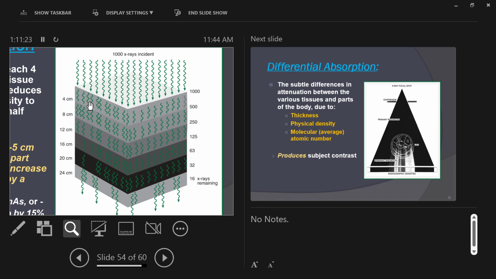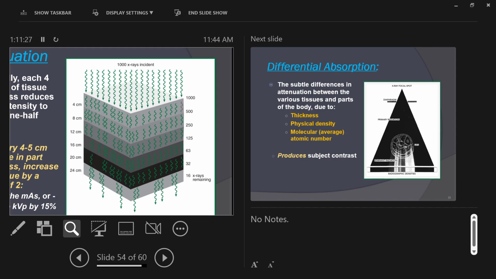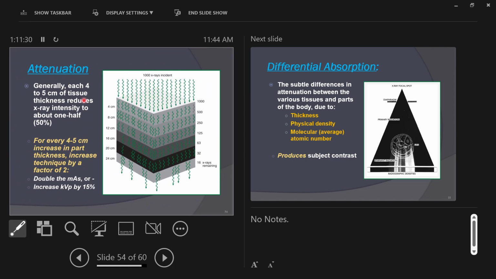So what do you do with that, right? You got to be able to do something with that information. So that's the idea. For every 4 centimeters of tissue thickness, the X-ray intensity reduces by about 50%. So for every 4-ish centimeter increase in part thickness, increase radiographic technique twice. Double the mAs, or increase kVp by 15%. So let's work a couple of these through on the board here.